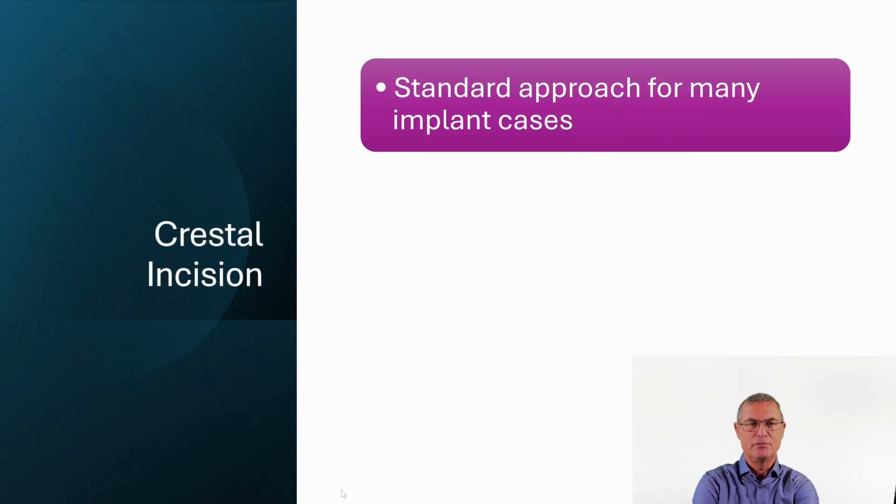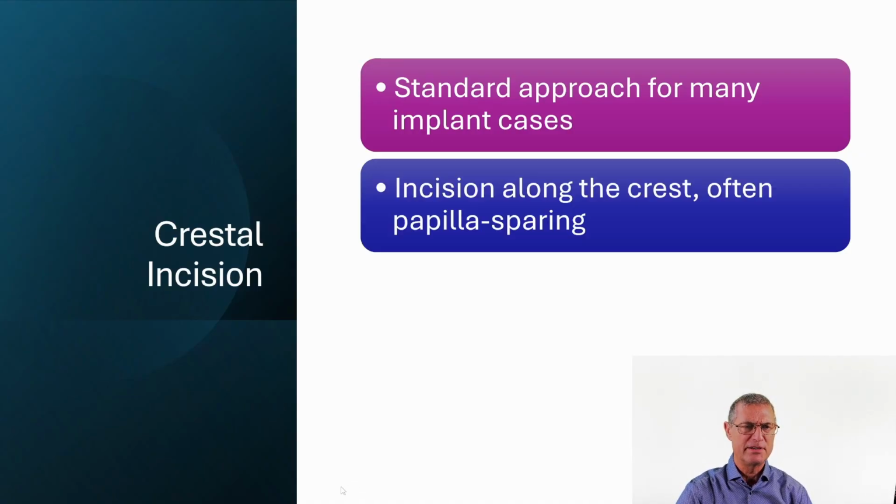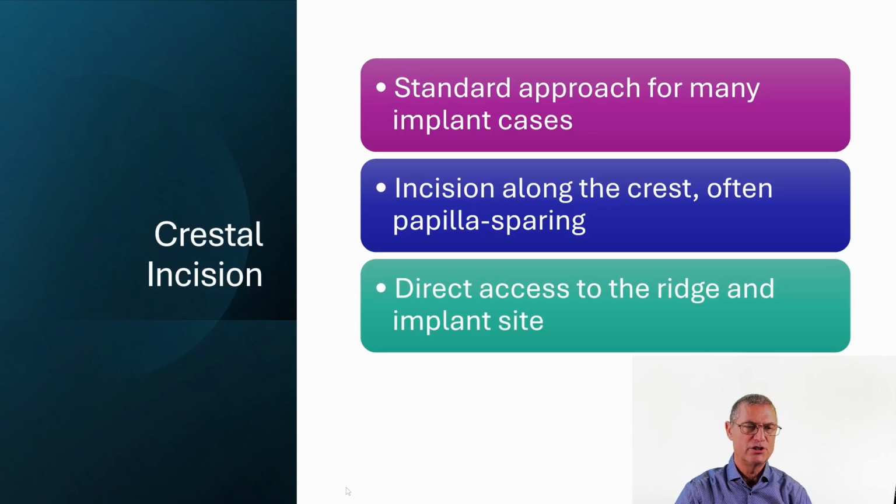So the standard incision now is the crestal incision. Of course, everybody knows, along the crest. Be aware that you have good quality attached gingiva on both sides of the incision, if possible. Sometimes in the lower jaw, after a long time without teeth, it's really small, but normally you can have this good quality gingiva. So what it shows is a direct access to the ridge and the implant site.